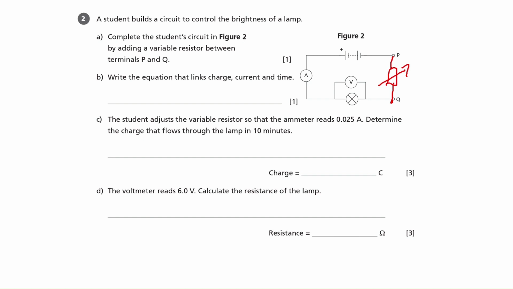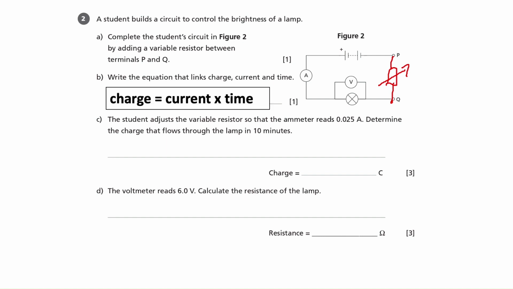Part B, write the equation that links charge, current and time. So this is an equation we need to recall. So it is charge equals current multiplied by time. That scores 1 mark. Part C, the student adjusts the variable resistor so the ammeter reads 0.025 amps.